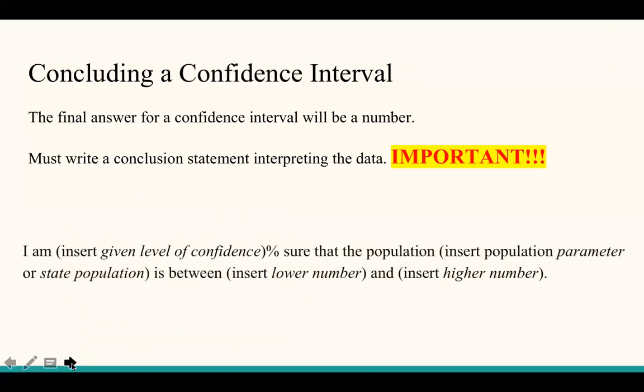So your conclusion statement will look something like this. So you say, I am, for example, 95% confident or sure that the population, whichever population parameter you're using, is between, for example, 2 and 5. So that's just an example of your conclusion statement regarding a confidence interval.